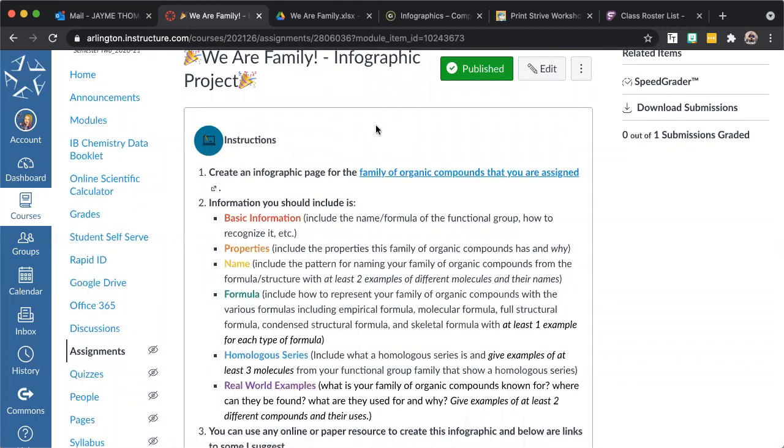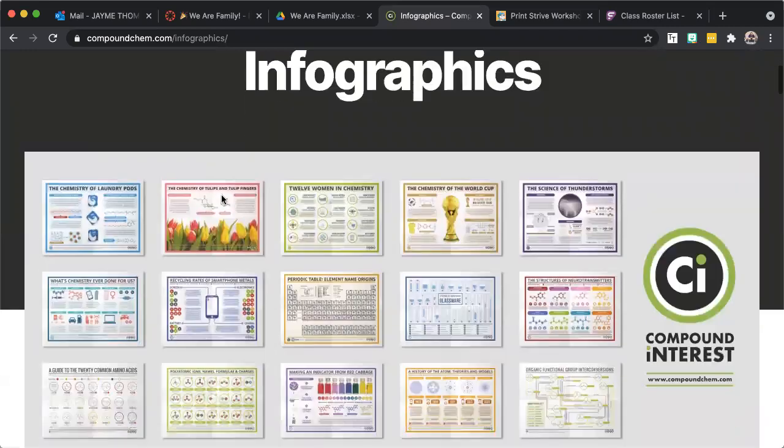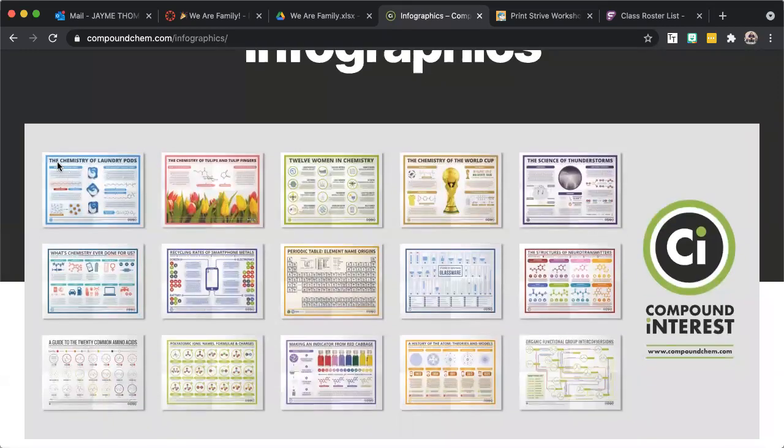Okay. So where'd it go? Oh, all right. So this is that Compound Interest website. So if you click on that link that I put, it'll take you here. And they literally, all of them relate to science and chemistry. So they're really good to look at. Here's one, the chemistry of laundry pods. Here's the chemistry of tulips and tulip fingers. Here's 12 women in chemistry. Chemistry of the World Cup, the science of thunderstorms. Structures of neurotransmitters. Here's glassware for labs.